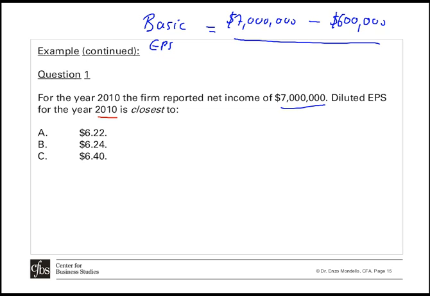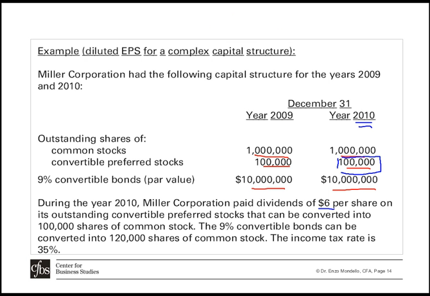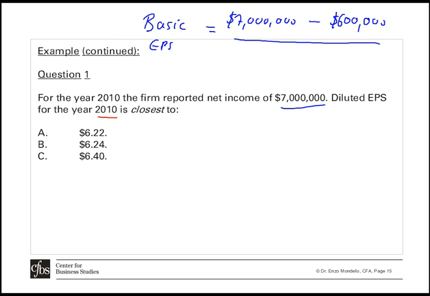Then this must be divided by the weighted average number of common shares outstanding. Well, let's go back here to our capital structure. So we know that at the beginning of the year 2010, the firm had 1 million common shares outstanding, and we have the same number of common shares outstanding at the end of the year 2010. So that means on average we have 1 million shares outstanding for the year 2010. Therefore, $6.4 million over 1 million, and that gives a basic EPS of $6.40. So basic EPS is $6.40. We don't need a calculator to determine that.